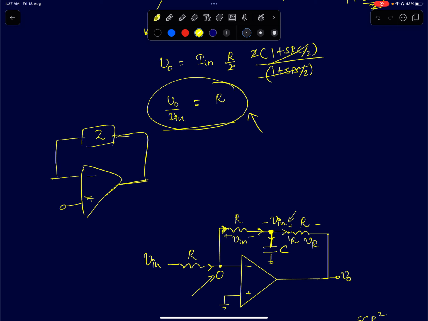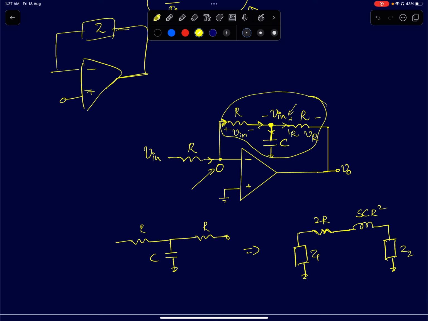So then all I need to do is take this network, this is a T network, and convert it to an equivalent pi network. So that's what I'm going to do. Convert it to an equivalent pi network.